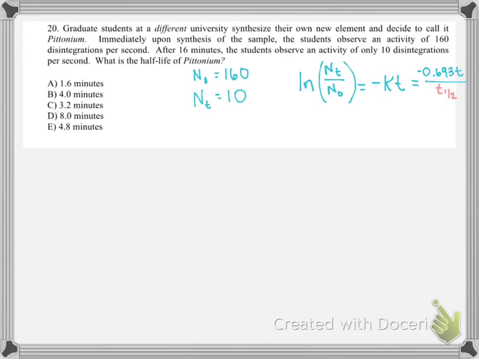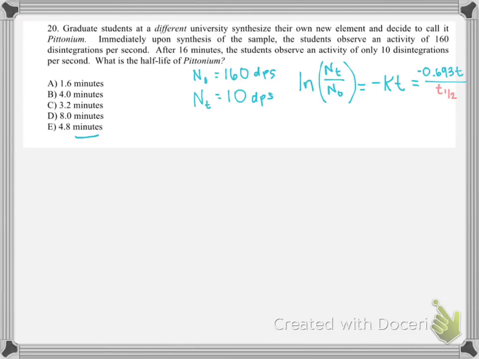And so disintegrations per second is kind of a weird unit, but you can just think of it as being analogous to concentration. It gives you some sense of what the amount is. So we can use that like our N naught and our NT. And they want us to figure out what the half-life is. And the units on our answer choices are minutes. Okay, so we can keep that in mind when we're plugging things into this equation.